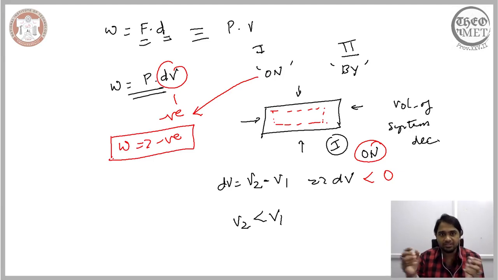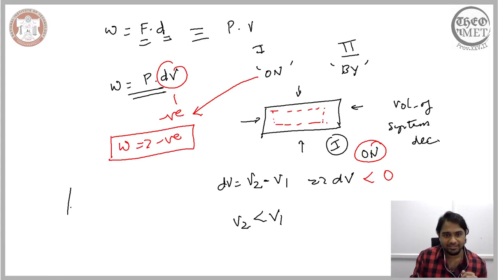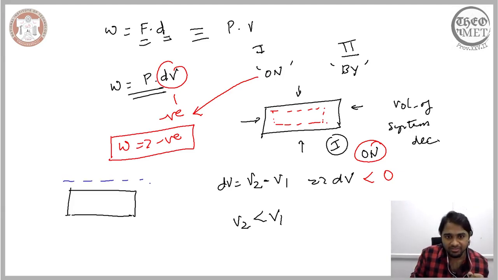Now let us consider the other case, case 2, wherein the work is done by the system. Let the system be in black. So we have a system in its initial state. Now the work is done by the system. So that means, as opposed to work done by the surroundings on the system, wherein the volume of the system shrinks, in the case of work being done by the system, the volume of this system increases. So work done by the system is the opposite of work done on the system.